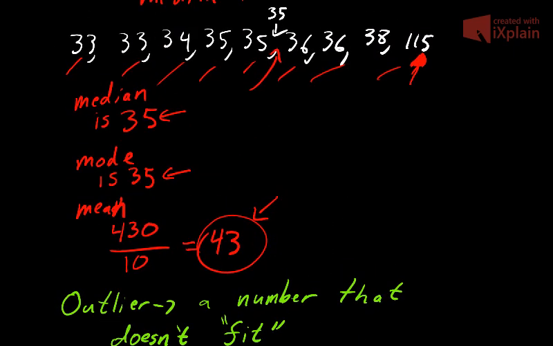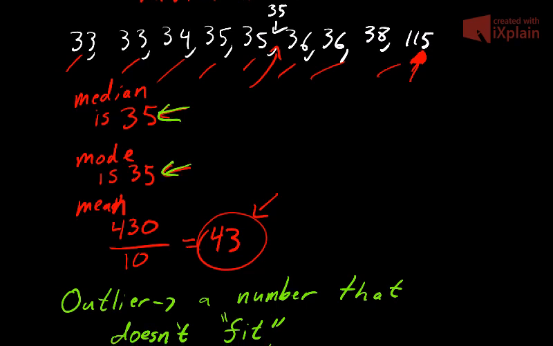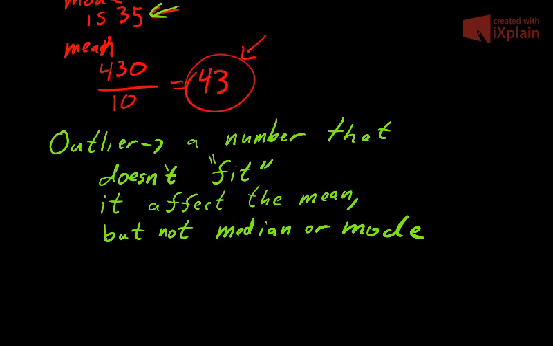So again, right here, the outlier did not change the median or the mode, but it did change the mean quite a bit. So if we're looking for outliers, we want to make sure we can tell if there's an outlier if our mean is very far off. That means there's probably an outlier we're looking for.